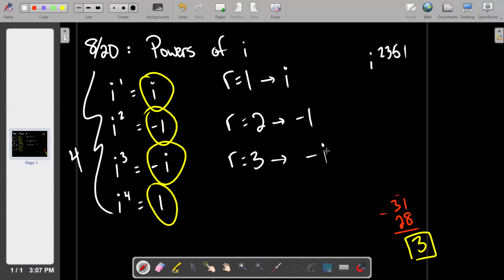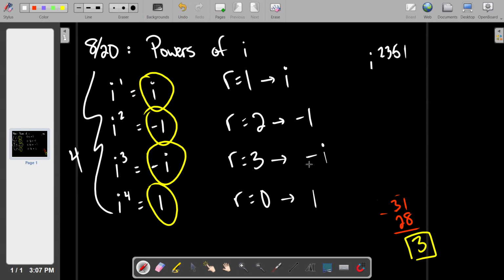Good. Remember, if you divide by 4 and get a remainder of 4, you need to check your skills, right? That doesn't work that way. So there are 4 possible remainders when dividing by 4, and they are 1, 2, 3, and no remainder. And if you want validation of this, just check it for yourself.